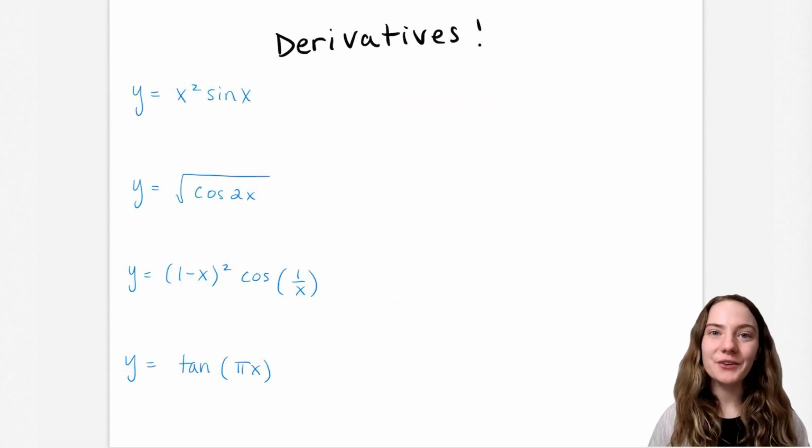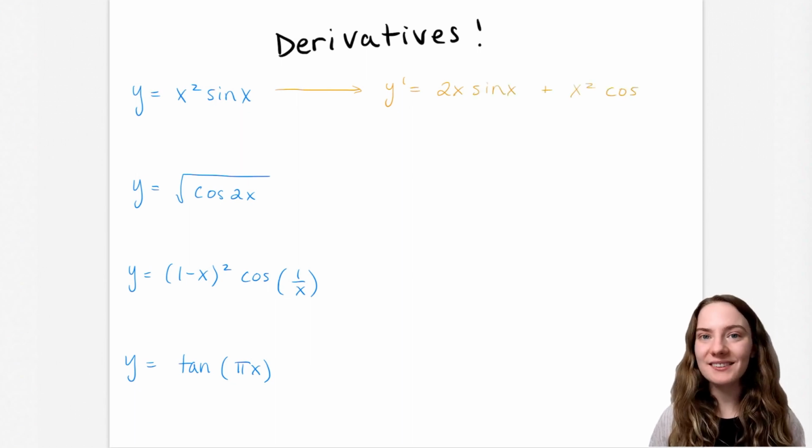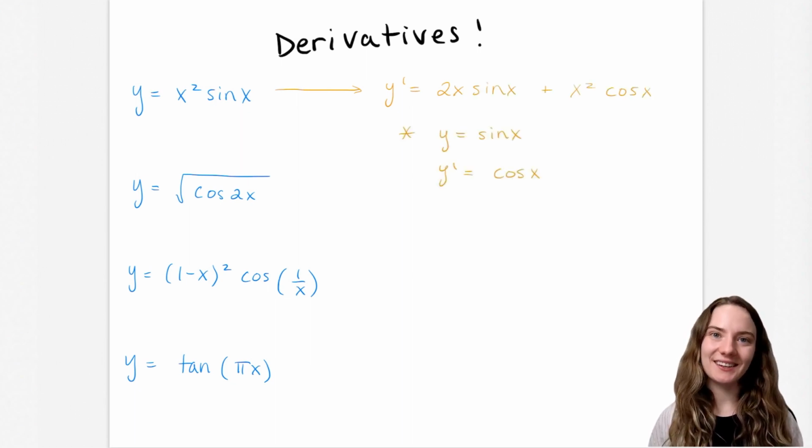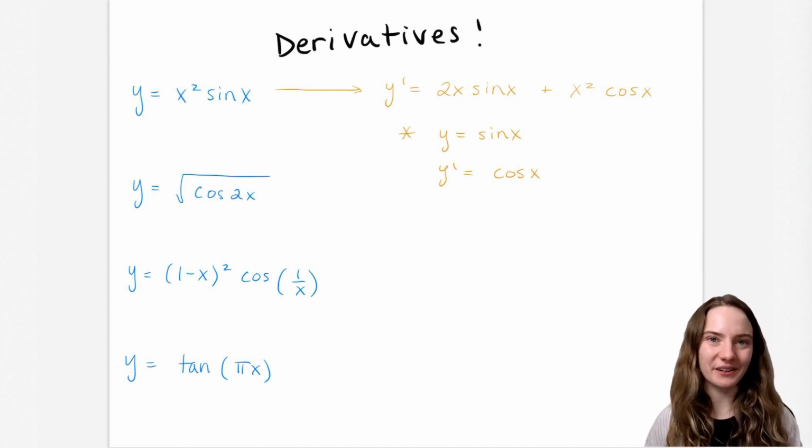All right, now we're on to our second round of derivatives. I hope you notice that it's getting a little bit tougher because now we're working with our trig functions like sine, cos, and tan. So starting with our first function here, y equals x squared sine x, I want you to pause the video and find the derivative. Now the key thing for you to remember is that the derivative of sine x is cos x. You would have also had to use the product rule in order to find this derivative.